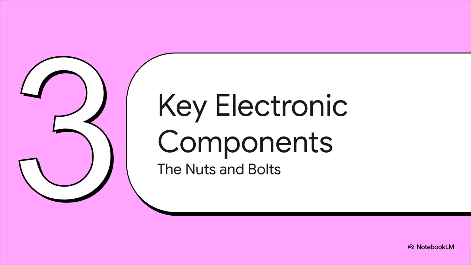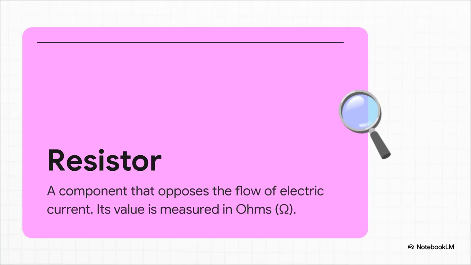All right, now let's look at the actual parts you'll need to know. Think of these as the Lego bricks you'd use to build any radio transmitter or receiver. These are the nuts and bolts. First up, the resistor. Its job is super simple. It's like a speed bump for electricity. Its entire purpose is to slow down, or resist, the flow of current. And we measure that resistance in a unit we call ohms.